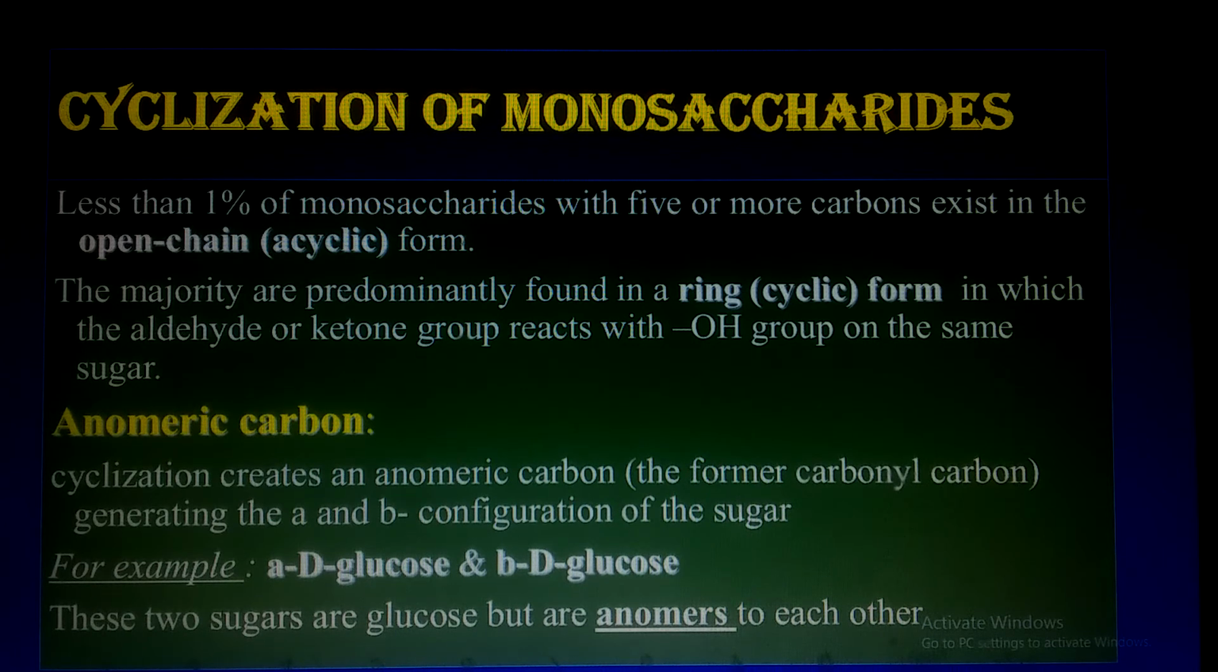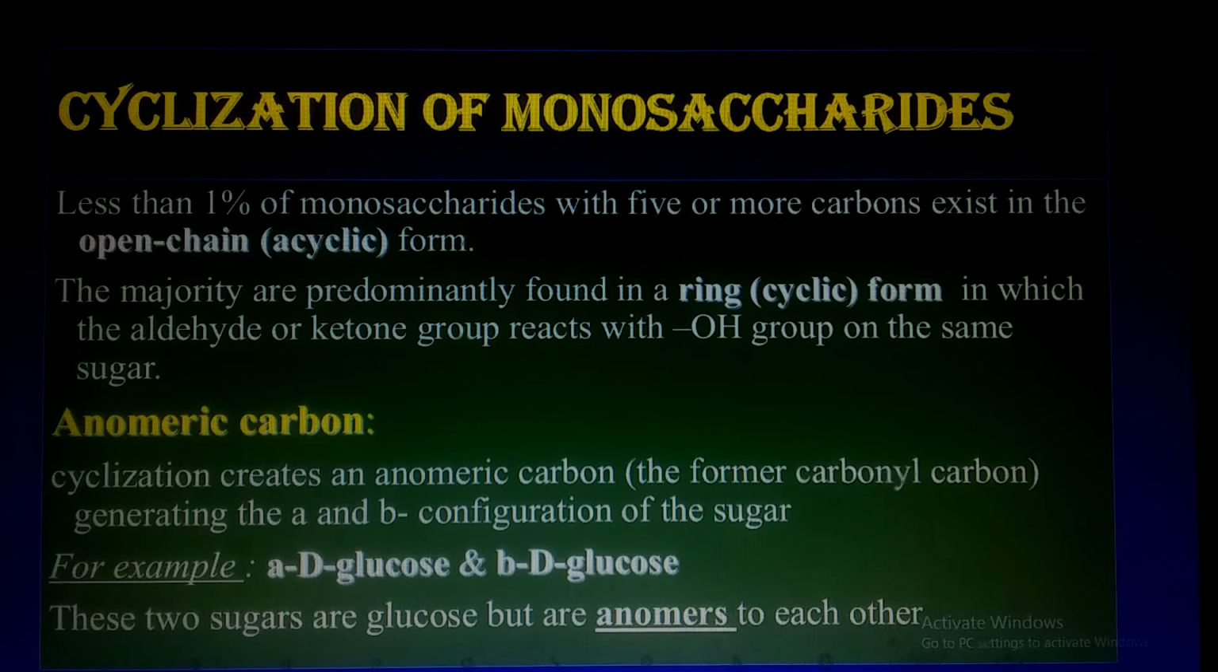cyclization of the monosaccharides. Less than 1% of the monosaccharides with 5 or more carbons exist in the open chain form, acyclic form. About 1% exists in the open chain or acyclic form. The majority are predominantly found in a ring cyclic form, in which the aldehyde or ketone group reacts with a hydroxyl group on the same sugar. I will show you how. The ring form as well as the open form or acyclic form.